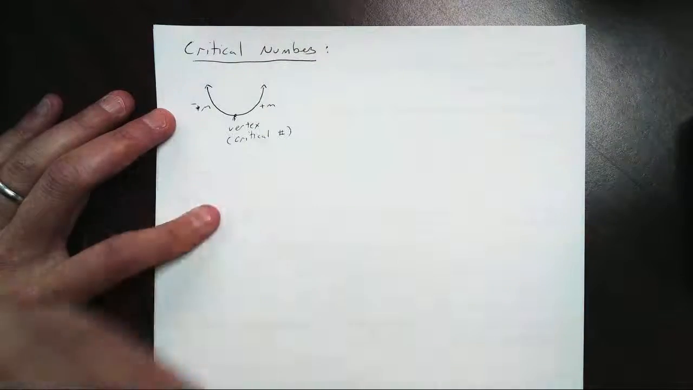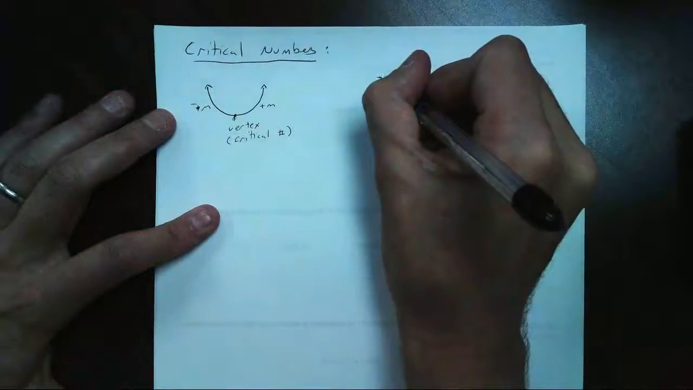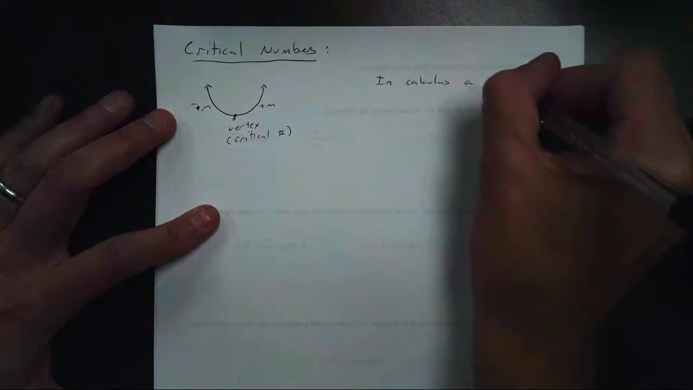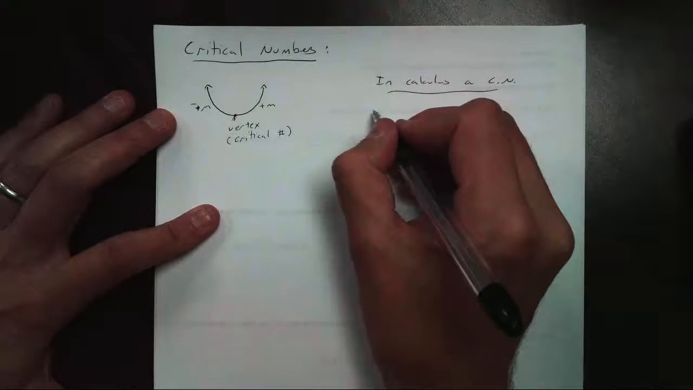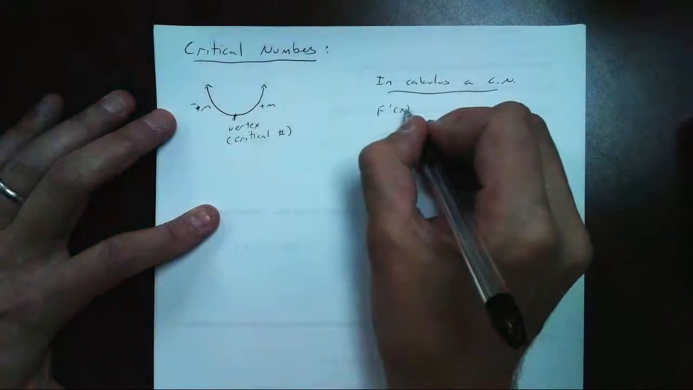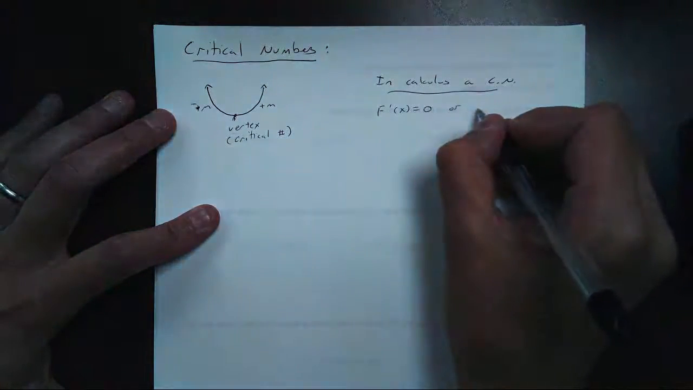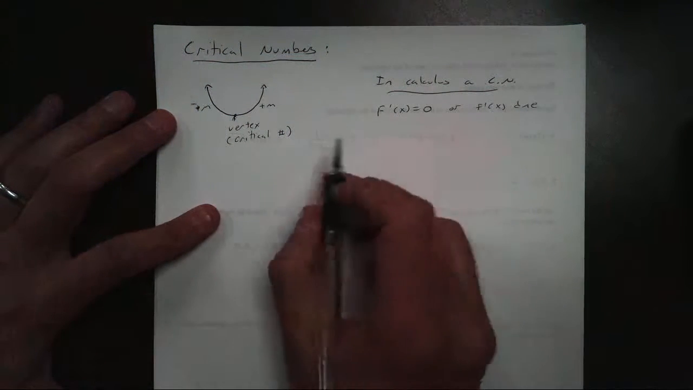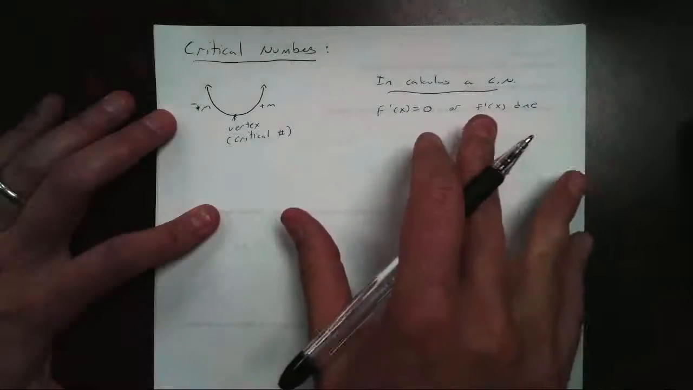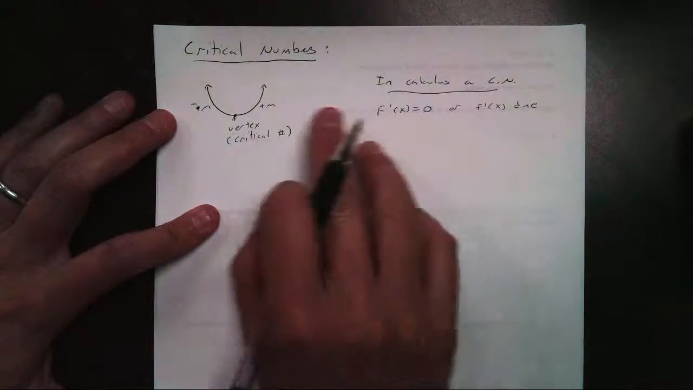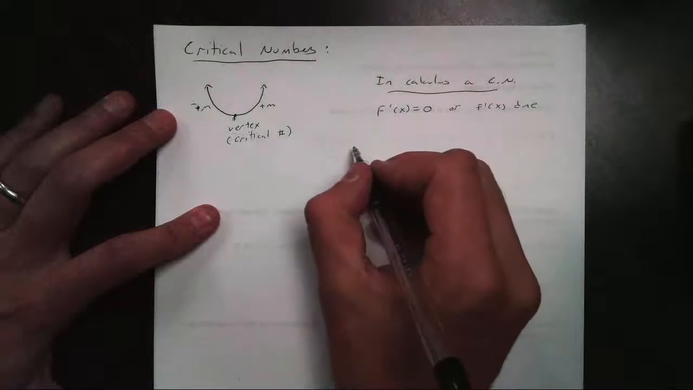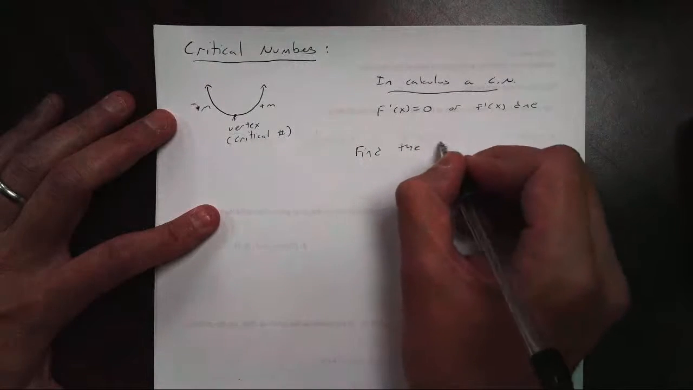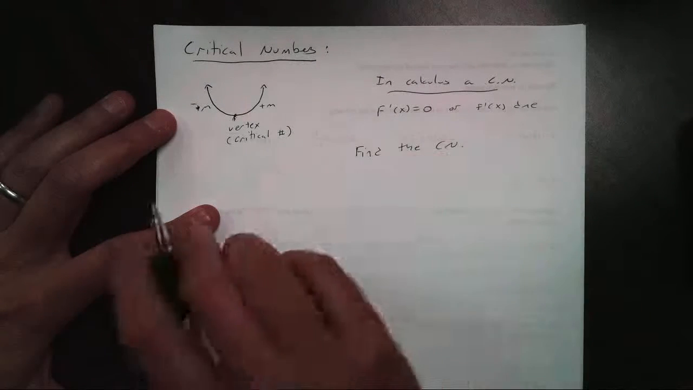Now, critical numbers occur in two ways in calculus. A critical number is where the derivative equals 0, or where the derivative does not exist. So it can occur at vertical tangents and such. This is our horizontal tangent, which is very obvious from the vertex. So if we want to find a critical number of a problem, we're going to need a derivative.